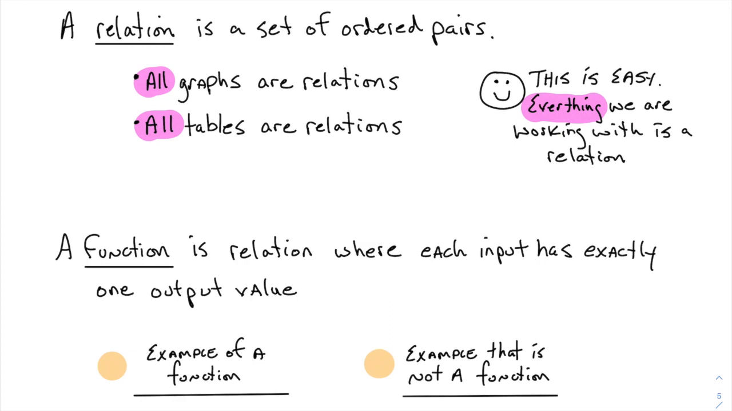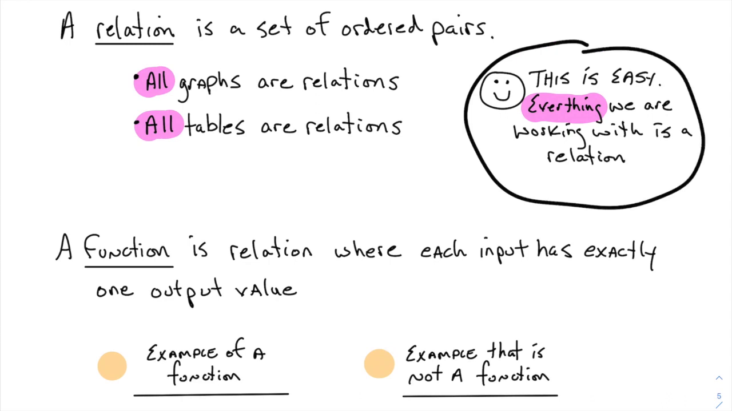A relation is a set of ordered pairs or multiple ordered pairs. Essentially, a relation is any relationship where two numbers are related to one another. So if you see a graph, you have a relationship between your x-axis and your y-axis. That makes it a relation. If you have a table, that makes it a relation because you have a relationship between what's in the left column and the right column, or the top row and the bottom row, however your table is arranged. So everything we're going to work on in this video is already a relation. Every single thing is going to be a relation.